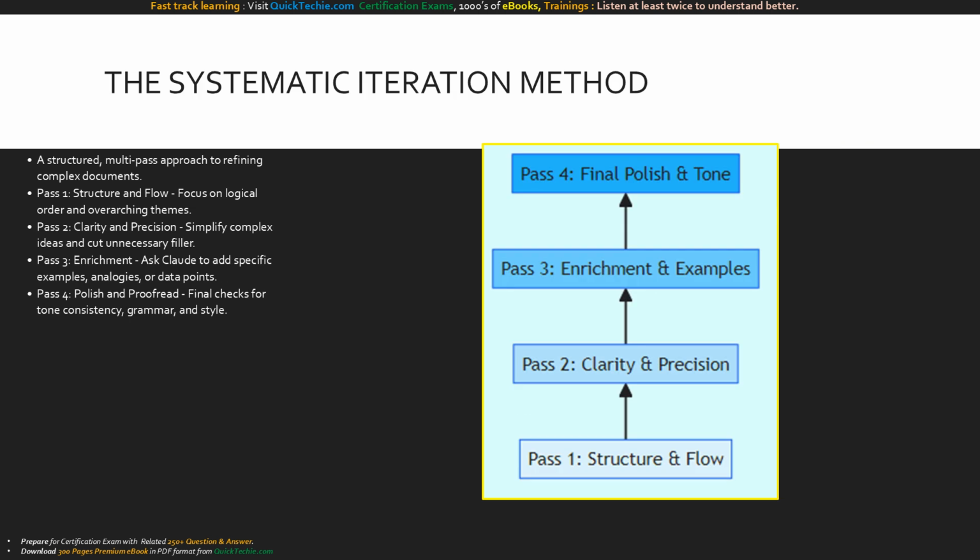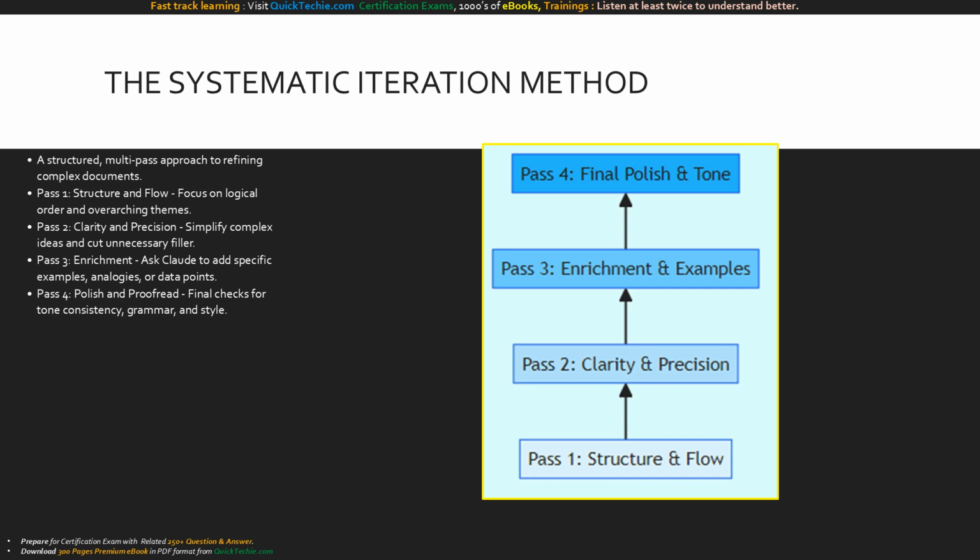When you are working on long-form content, applying the self-correction pattern can sometimes feel overwhelming if you try to fix everything at once. This brings us to the systematic iteration method, a structured, multi-pass approach to editing with Claude. Just like a professional sculptor works from the general shape down to the fine details, we do the same with our prompts. Pass 1 focuses entirely on structure and flow.